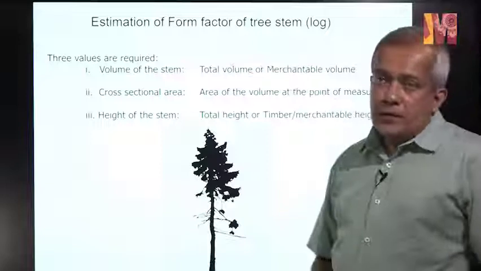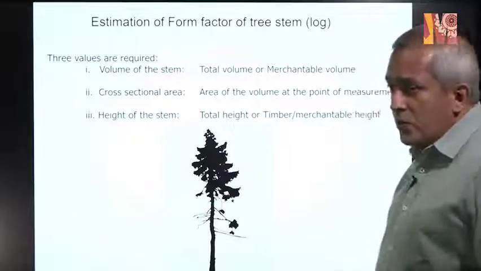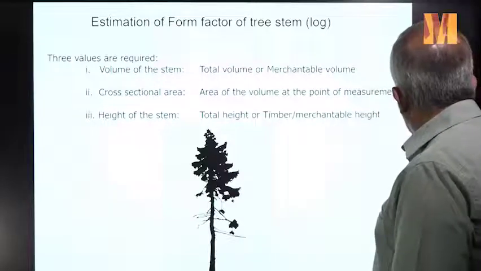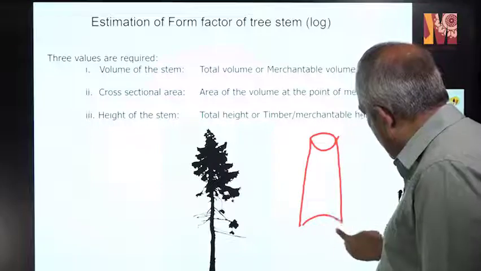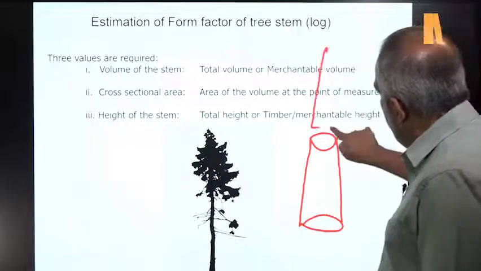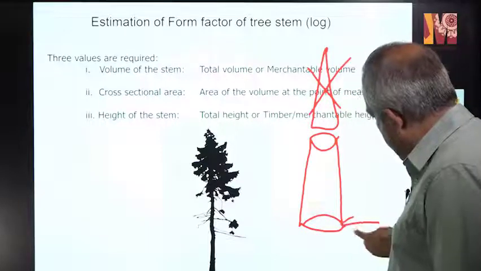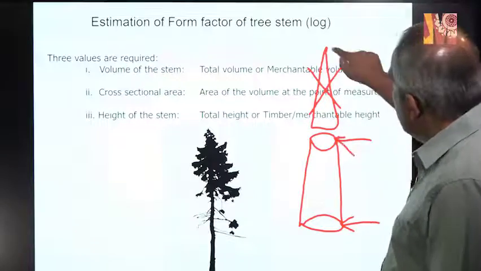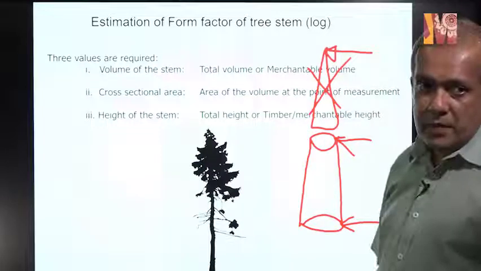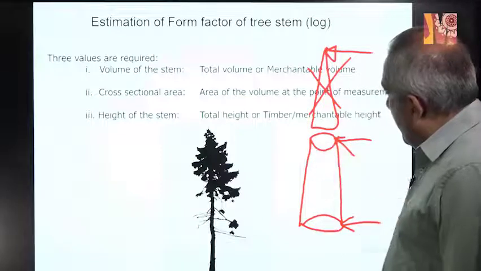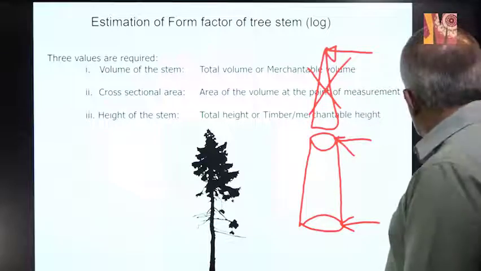How do we estimate the form factor? To estimate the form factor, we need three measurements or three values of the log, and when I talk about a log, its shape is something like this. We always call it a log when the top has been removed from the tree. Therefore, we have a diameter at the bottom and a diameter at the top. If you look at the tallest point of a tree, it does not have a diameter. We usually call a piece of stem a log if it has an upper end diameter also.